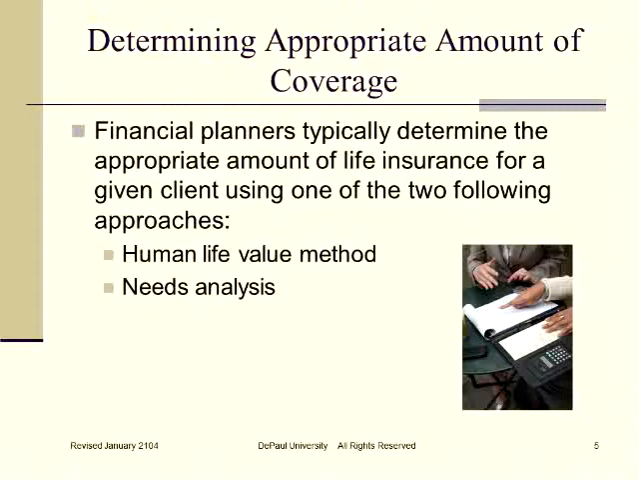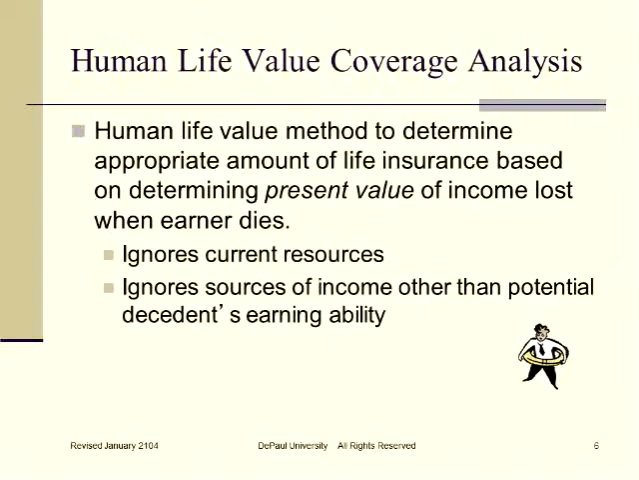Human needs or needs analysis says we're going to turn around and figure out different needs you have and determine how to work that out. So I'm now on slide 6. The human life value method determines the appropriate amount of life insurance based on the present value of your income loss when the wage earner dies. You're not going to worry about your other resources or other insurance. You're not going to worry about other sources of income. It's only your earning potential during your working life. And I believe one of the large insurance companies talks about human life value in their advertisements.